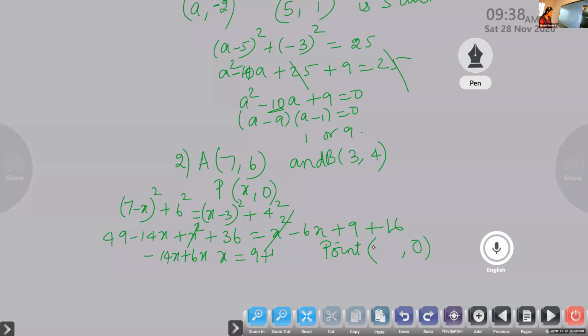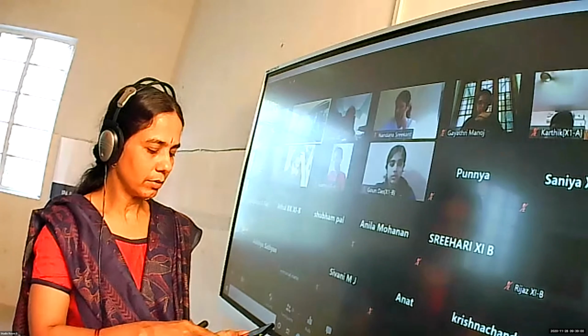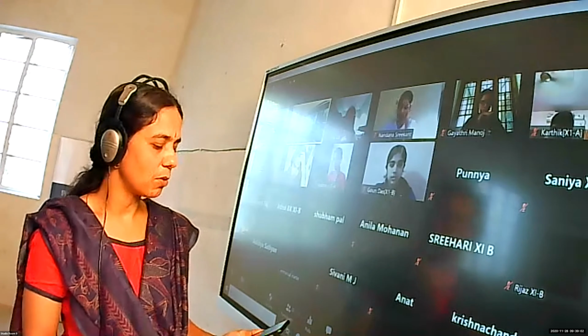Only this many steps you have to do. The next one, the third one, asks to find the area of the triangle. How to find the area of the triangle? Which formula do you have to use?